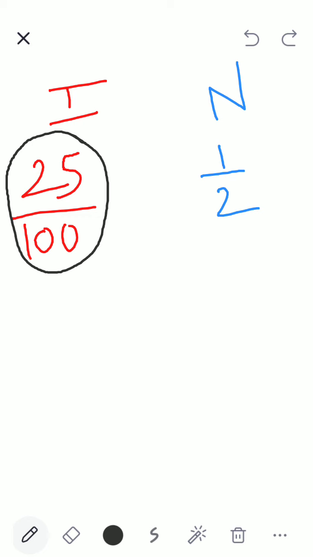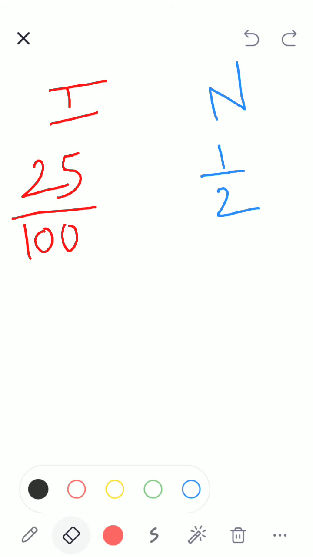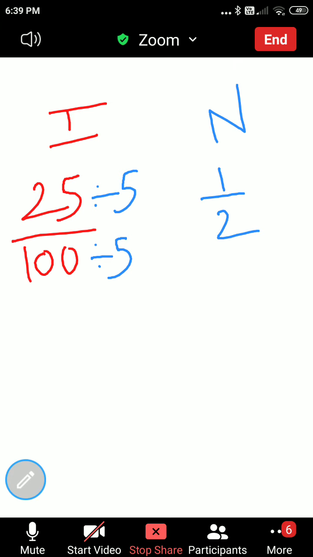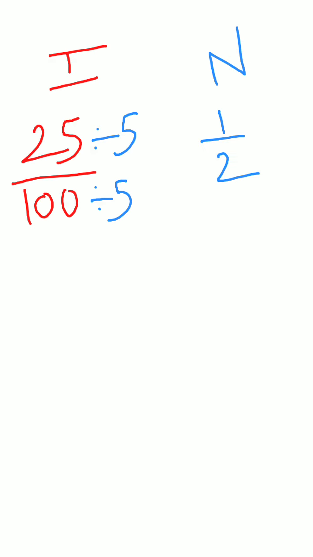What will I do? Okay, divide by 5. Wait, I will divide by 5, you are saying? Okay, divide the numerator by 5 and divide the denominator by 5. So the numerator will become... one minute. Step by step. Don't jump.